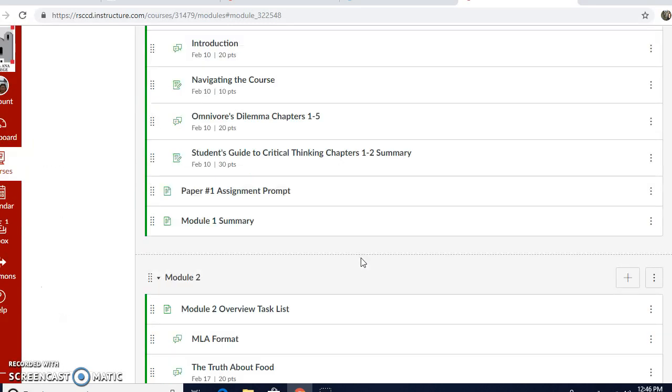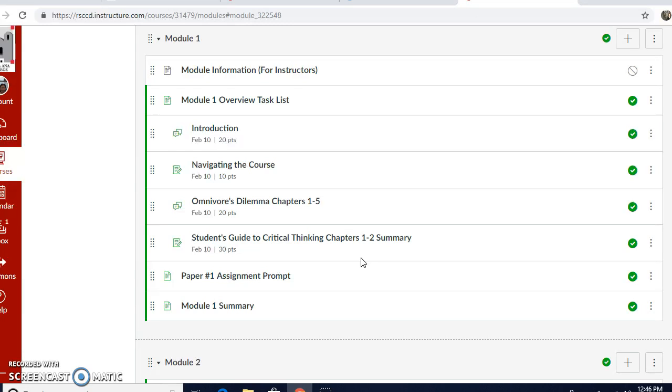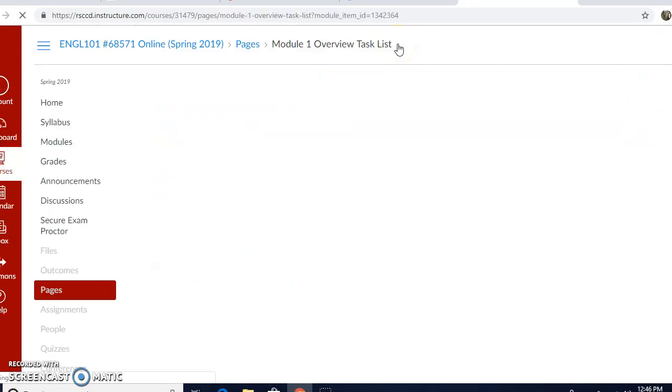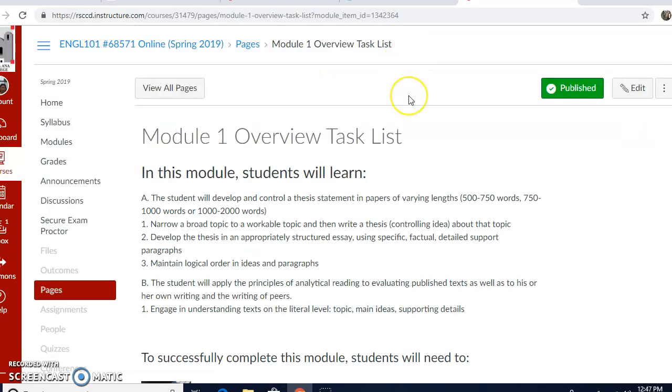And of course that is the course information prior to Module 1, which has the textbooks as well as miscellaneous information about the course, in addition to what you see on the syllabus. So the first thing we want to do is do a Module 1 overview task list.